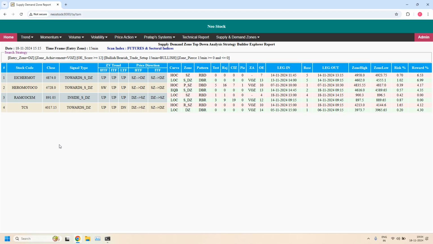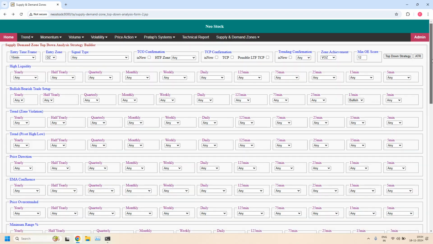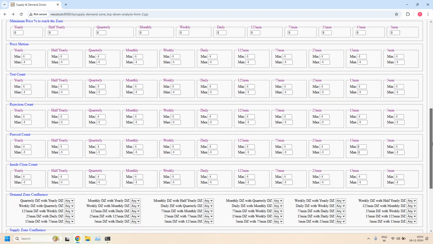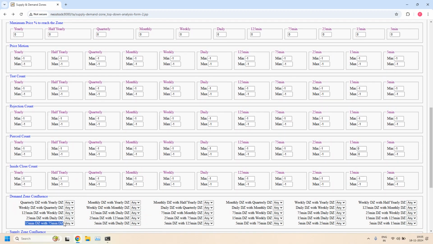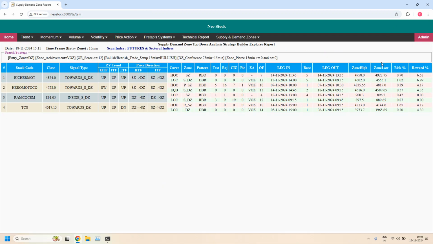So we got 4 15 minutes demand zones. In these zones, there could be some high probability setup supported stocks available. How many of these demand zones are having ITF demand zone confluence? That is 15 minutes demand zone with 75 minutes demand zone confluence. I am enabling that filter. So with this filter, out of 4 stocks, we got all the 4 stocks. That means in all these 4, these 15 minutes demand zones are part of the 75 minutes demand zone.